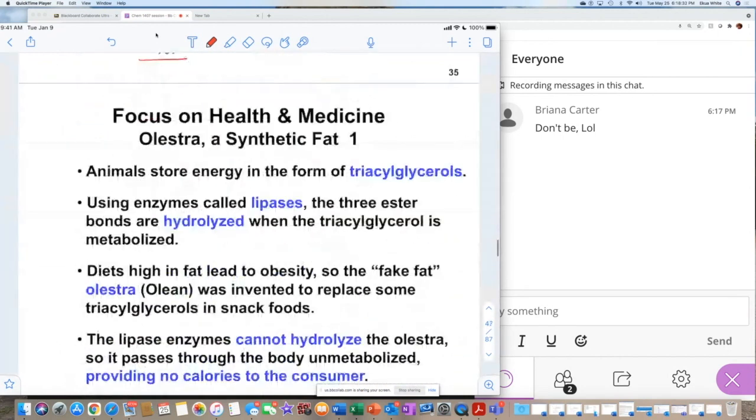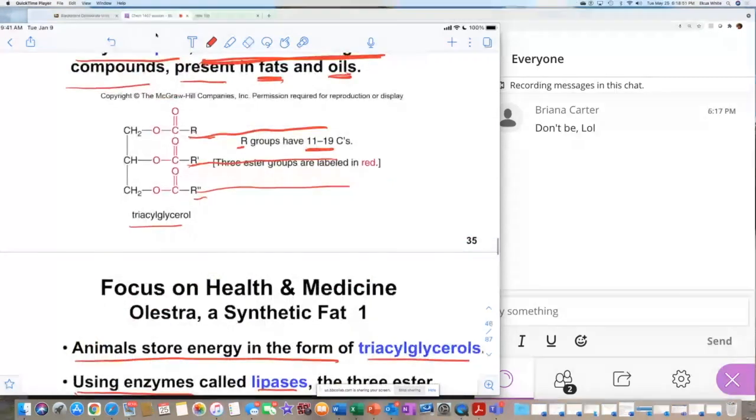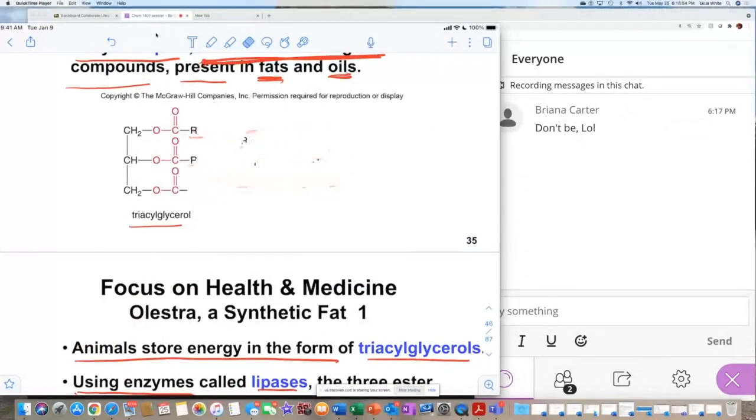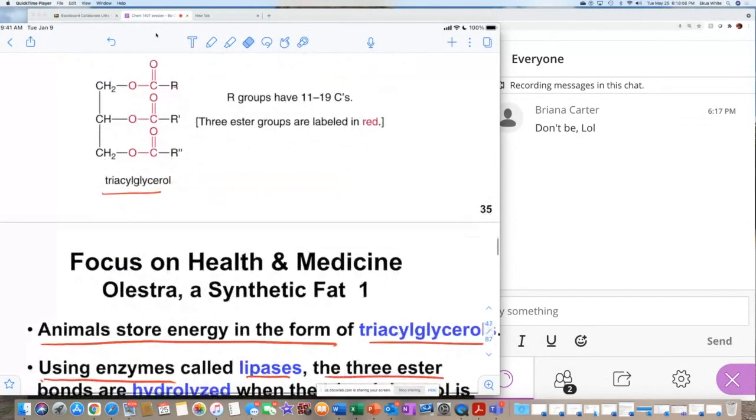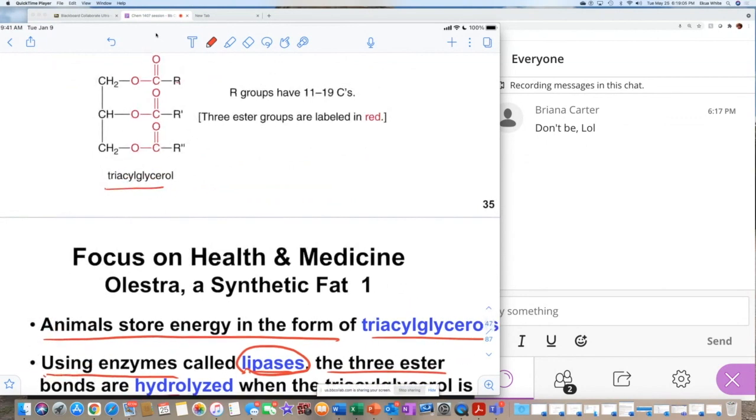Okay, so we're told animals store energy in the form of triacylglycerols, like the triglycerides, right? Using enzymes called lipases, the three ester bonds are hydrolyzed when the triacylglycerol is metabolized. So as we eat that, there's an enzyme in our body called lipase that then breaks down this right here.